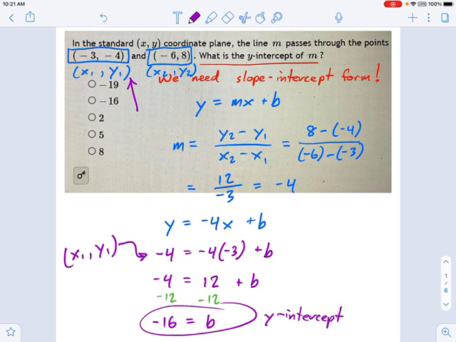So to find the y-intercept, you do need to find the slope first. That's the first step, and then that should give you a way to plug in another xy value and find the y-intercept.